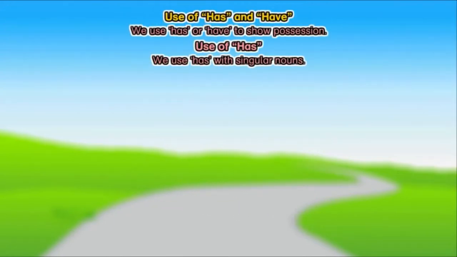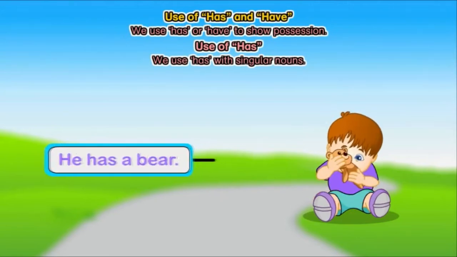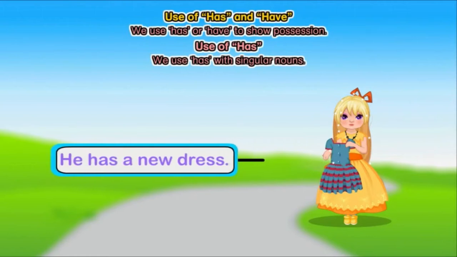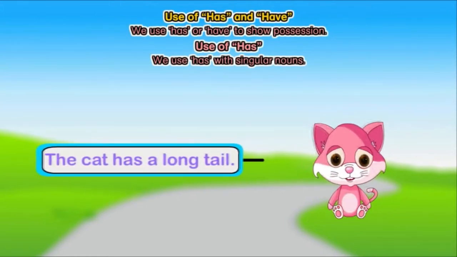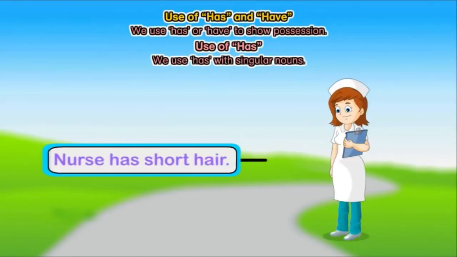Use of has and have. We use has or have to show possession. Use of has. We use has with singular nouns. He has a beard. She has a new dress. The cat has a long tail. Nurse has short hair.